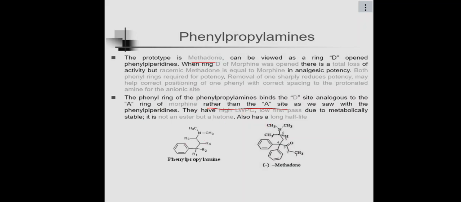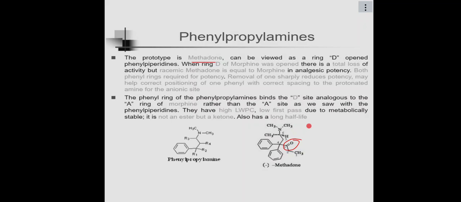They have a high lipid-water partition coefficient, or high lipid solubility, and a low first-pass effect because they are metabolically stable. It is not an ester but a ketone, and also has a long life. If you look at the phenylpropylamines, we also call them heptanones. Heptanone means it's a ketone, and ketones are more stable than esters, which is why we say they are metabolically stable compared to some of those other drugs.